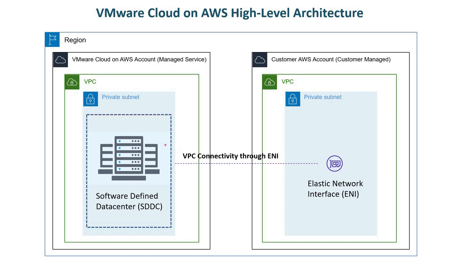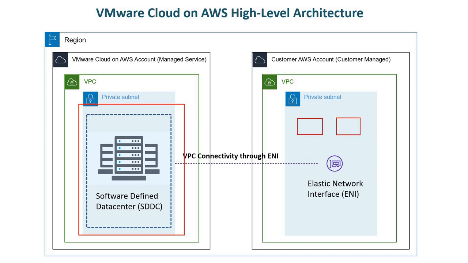The last thing you might have noticed is something called VPC connectivity through ENI. ENI is the Elastic Network Interface. It gives us very high-bandwidth, low-latency network connectivity between these two environments. We have a VMware Cloud on AWS SDDC on the left side, and on the right side we might have native AWS workloads such as EC2 instances running in the customer-managed VPC. What if a VM running inside this SDDC would like to talk to this EC2 instance?